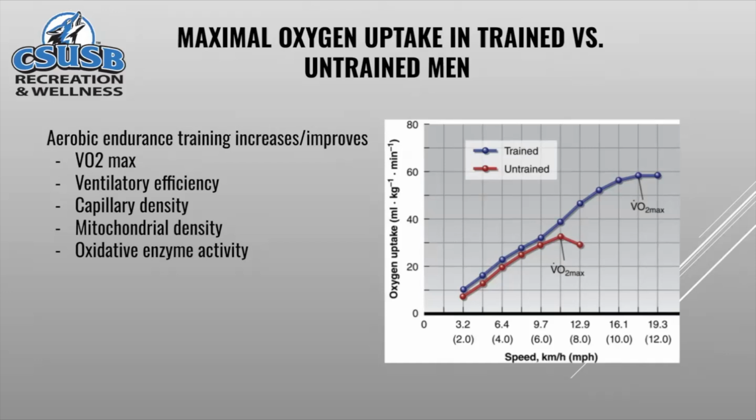So if we do aerobic endurance training and we increase our aerobic oxidative capacity, we can increase this VO2 max, right? We have more ventilatory efficiency, more capillary density, mitochondrial density, oxidative enzyme activity. Like all those things that contribute to our aerobic performance. If we have more capillaries, we're more efficient at gas exchange. If we have mitochondria, we're more efficient in the Krebs cycle.